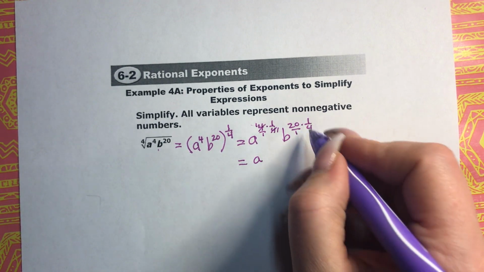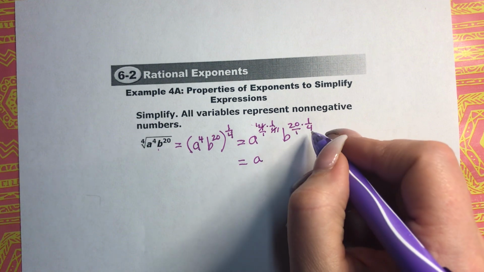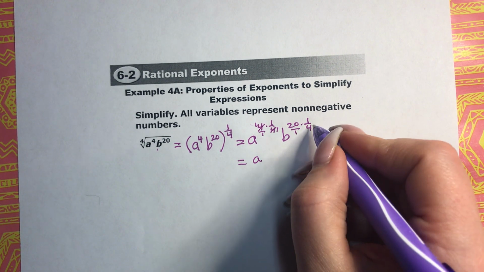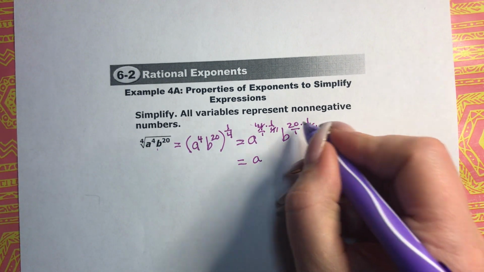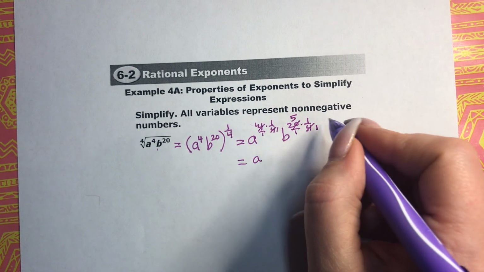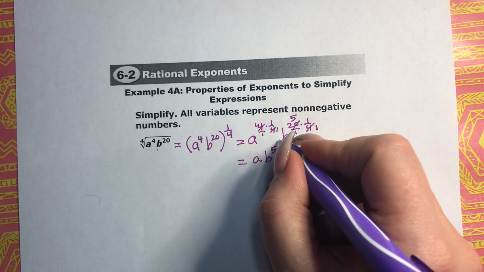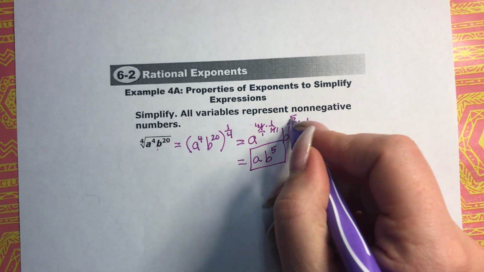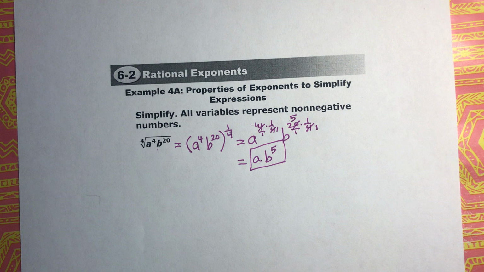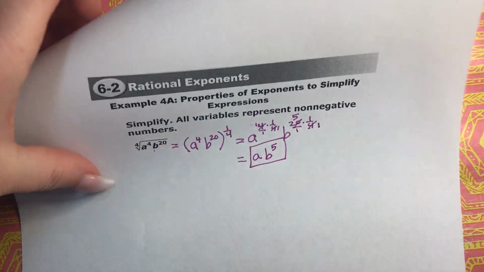And then here, we're multiplying fractions. We looked at cross cancel. Is there a common factor between 20 and 4? Yes, 4. 4 goes into 4 one time. 4 goes into 20 5 times. And then we multiply across, and we're left with b to the 5th power. 5 over 1 is the same thing as 5, and that's it. That's how you do it. So let's go ahead and look at the next one.